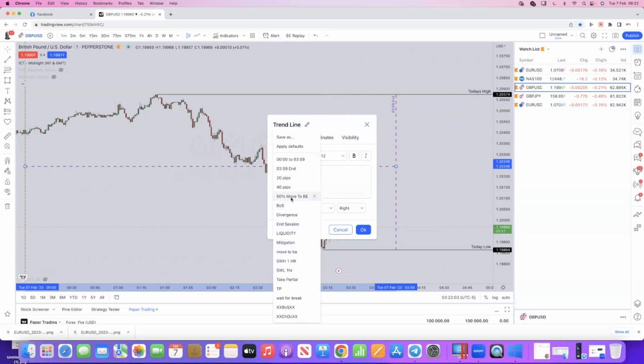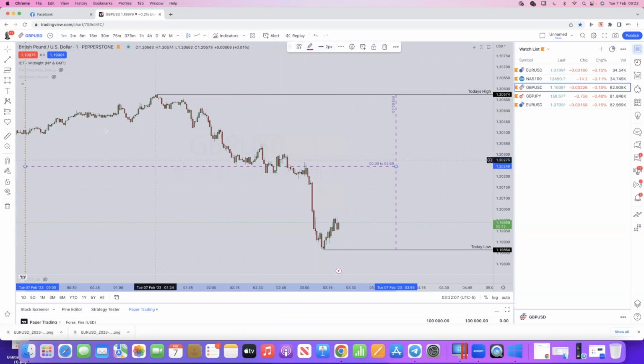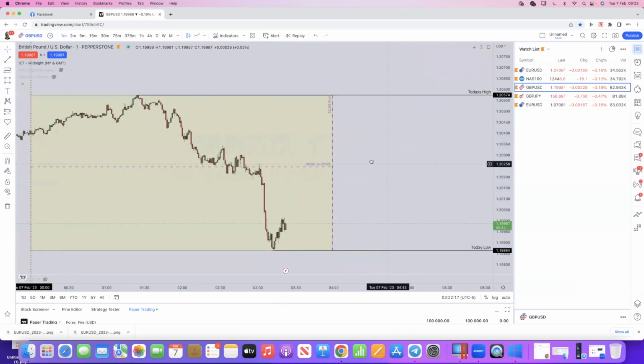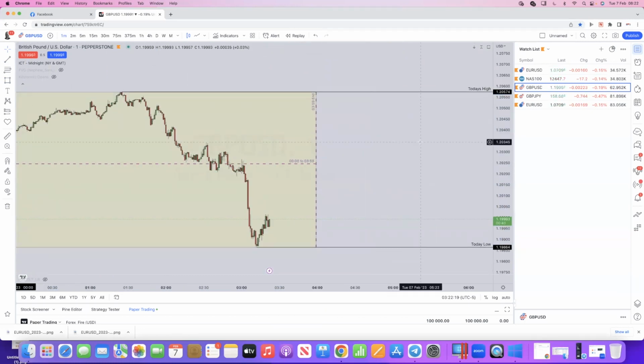And again, I'm only doing this just to be visual, okay, just to show you guys. And then again, we go top to bottom. We filled out our range. And that's it, guys. Again, I'm going to do the same on the NAS. I'm going to try and trade the NAS 100 today as well.